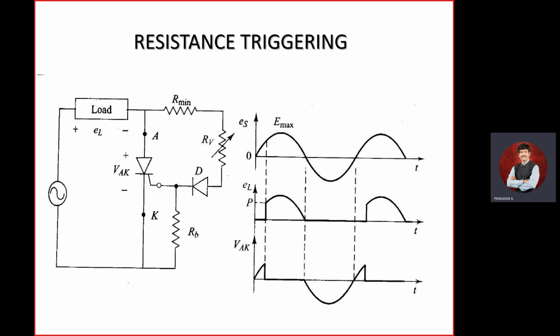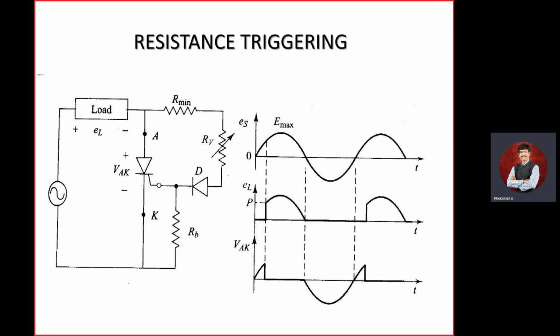Gamma indicates a variable resistance. By varying the resistance, I am varying the current flow through the diode, and that will indicate whether the current is increasing to the thyristor or decreasing to the thyristor. Based on the current flow through the thyristor, we can come to know whether the thyristor is triggered or not triggered.